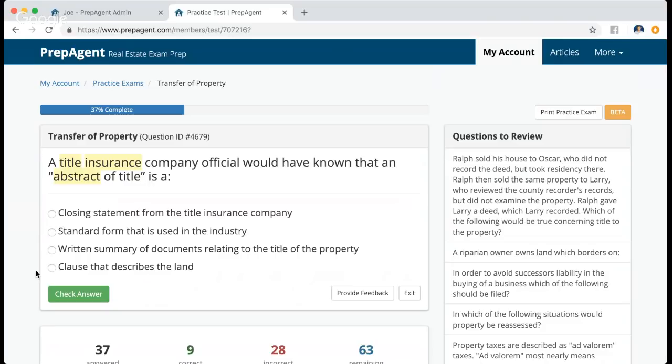So chain of title is the history of ownership, Ashley. So you've got to make sure the previous owners actually own the property. The title insurance company officially would have known that an abstracted title is: A, a closing statement from the title insurance company, B, a standard form that is used in the industry, C, a written summary of documents relating to the title of the property, or D, a clause that describes the land.